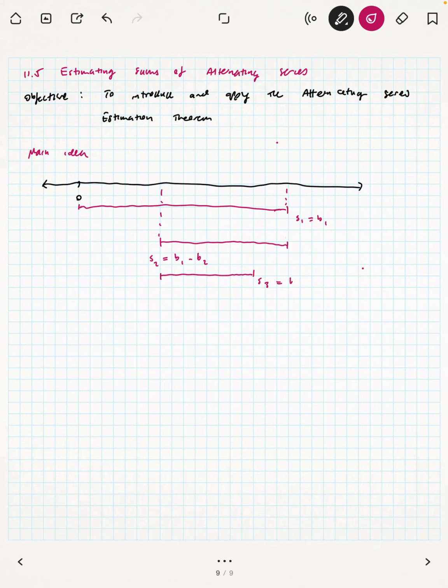Here's S3 equals B1 minus B2 plus B3. Here's S4 equals B1 minus B2 plus B3 minus B4. Here's S5 equals, you get the point, right?